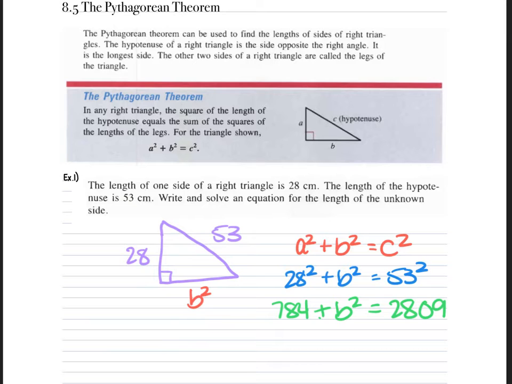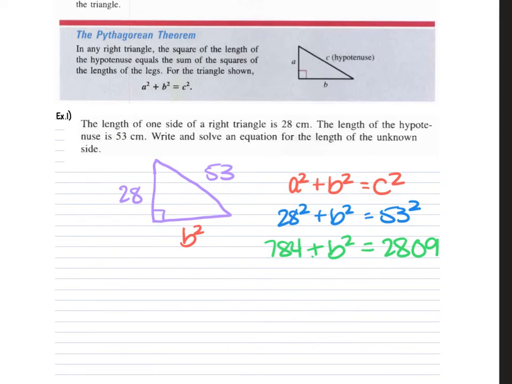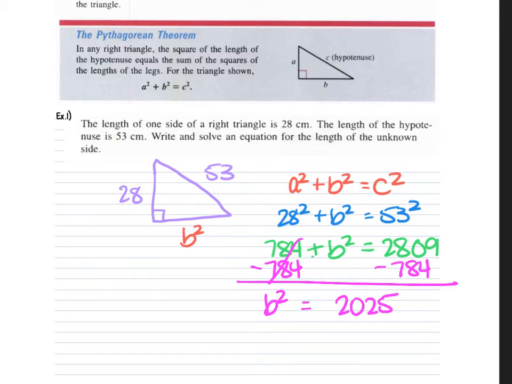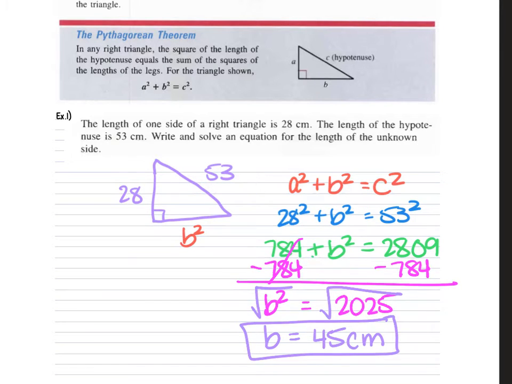If we go to find for b, or b squared, we're going to subtract the 784 from each side first. So we're going to have b squared is equal to 2,025. We're going to take the square root of both sides to get b instead of b squared, and only keep the positive of this. So we are going to have 45 centimeters is that missing side length.